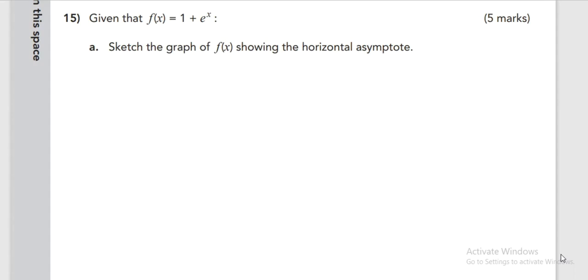Question 15. Given that f of x equals 1 plus e to the power of x. Question A. Sketch the graph of f of x showing the horizontal asymptote.